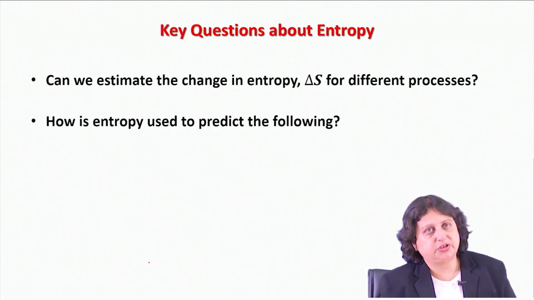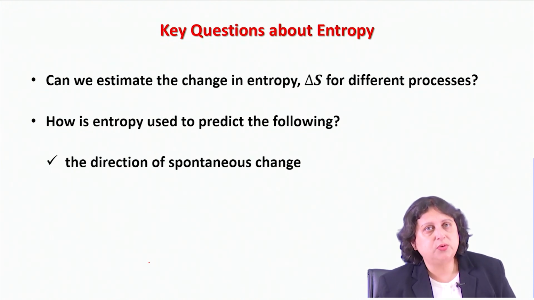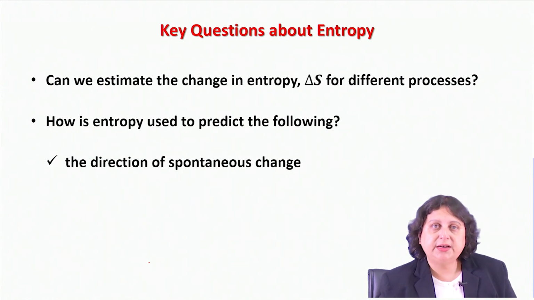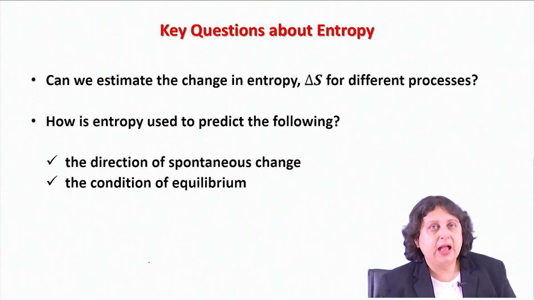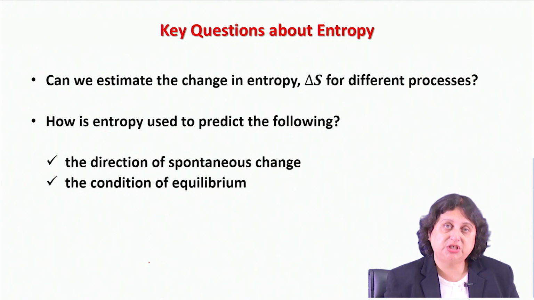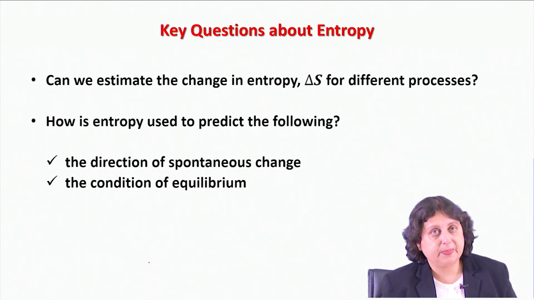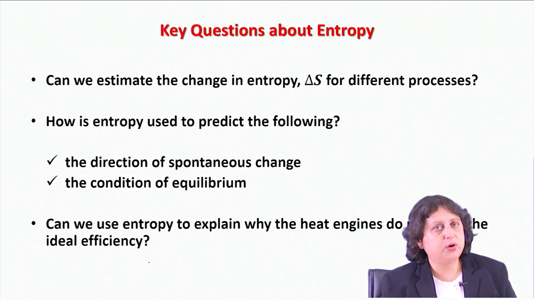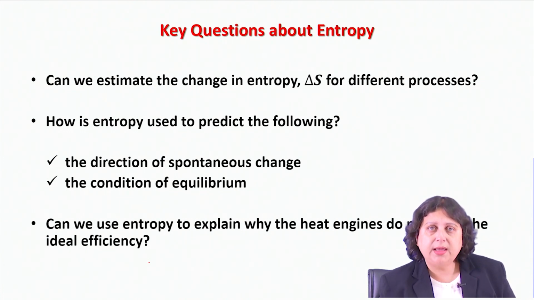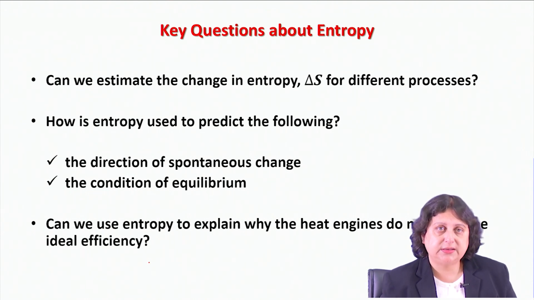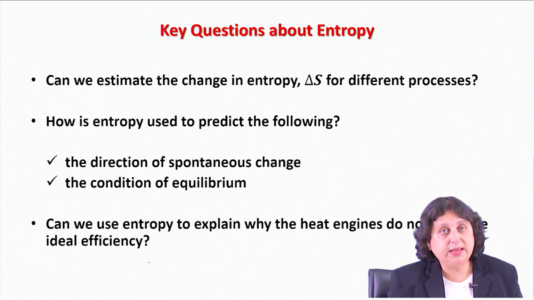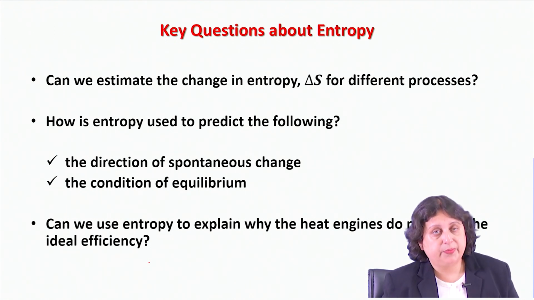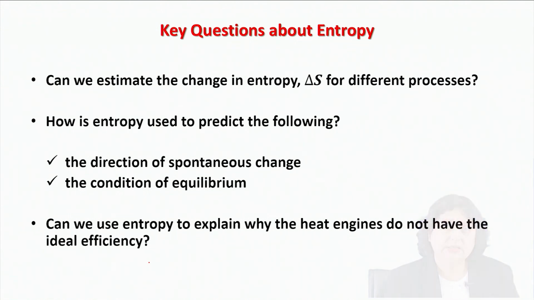Now, what is the use of this state function? Especially, we would like to understand if entropy is useful to predict the direction of spontaneous change in state of a system and the condition of equilibrium that the system will achieve when it is allowed to undergo a change in state. And finally, we would also like to understand the connection of entropy to why heat engines do not have ideal efficiency. So why is it that if I have a system having an internal energy U, and I supply it with some heat Q, it wouldn't be able to convert this entire amount of input energy in a cycle into doing useful external work?